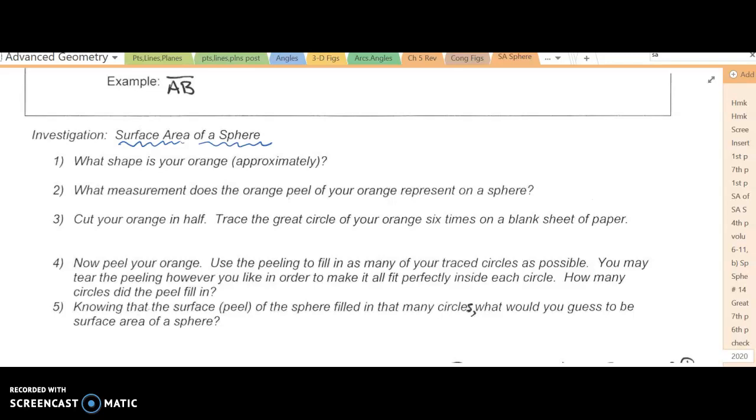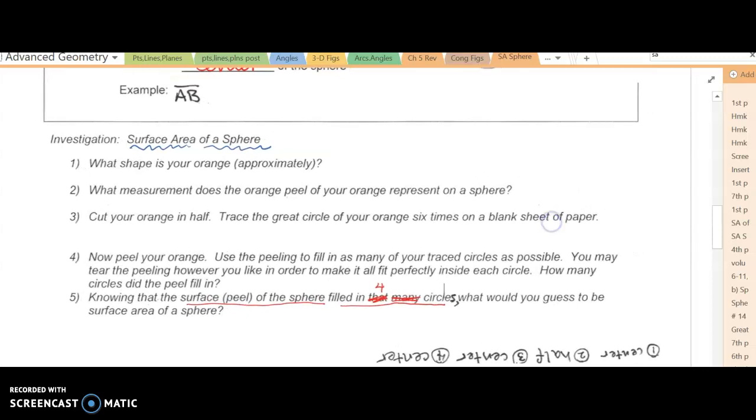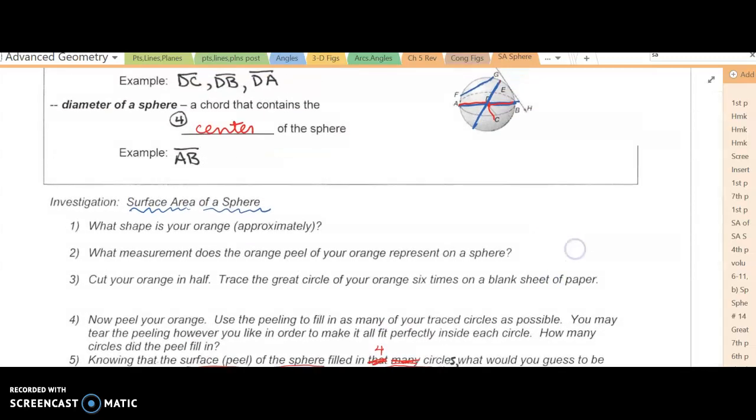Okay, so in our investigation with the oranges, at the very end, they said, knowing that the surface area of the sphere filled in that many circles, so we saw that that many was 4, what would you guess to be the surface area of a sphere? So let's think about what we know when they were tracing.